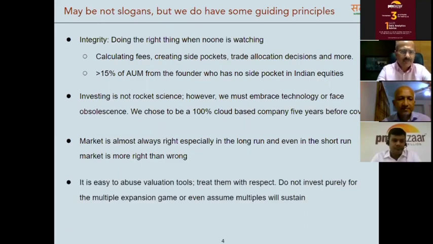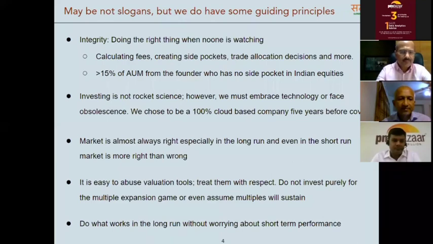We also like to claim ourselves as a value-focused investor, but it is very easy to abuse the valuation tools. We try to treat them with respect. We don't get into the multiple expansion game, or blindly assume that if something is trading at a particular P multiple, 2 years, 3 years out, it will continue to trade at the same P multiple. That's not the way we look at things.